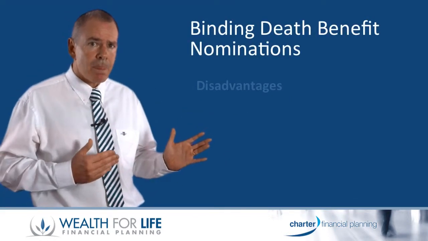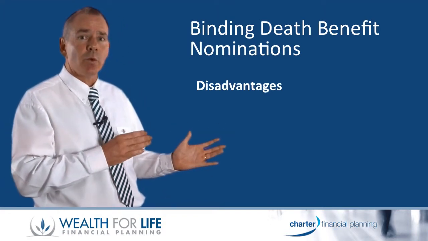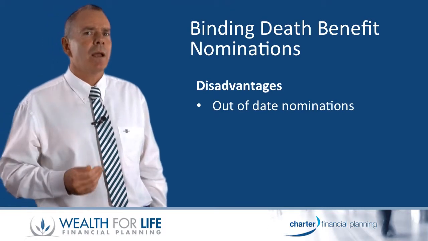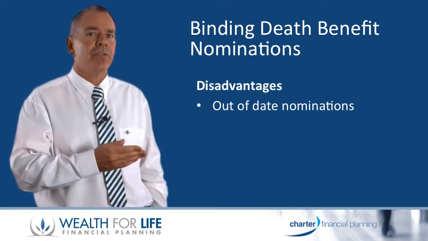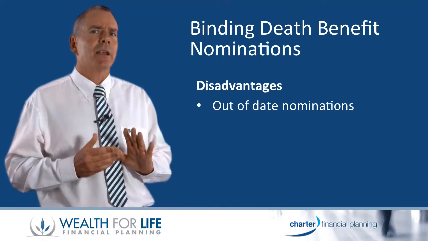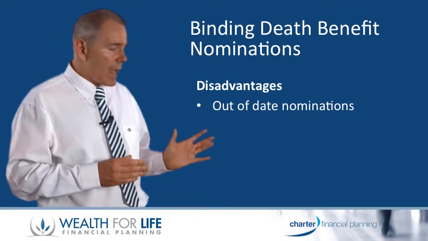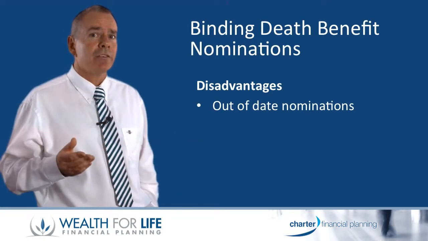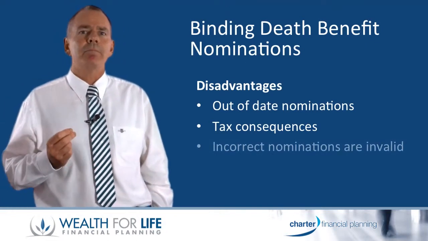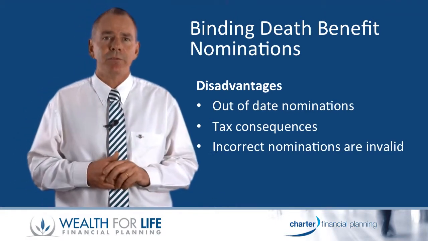Now, the disadvantages of a binding death nomination, there are a few. They are the inability of the trustee to rectify the situation where a member has not kept nominations up to date, so keep them up to date. For example, the family situation may have altered due to births, deaths, children becoming independent, remarrying, etc. If the member is unlikely to keep the nomination up to date, a binding nomination allows the trustee greater flexibility. And if not properly thought out, a binding nomination may have costly tax consequences. Also, incomplete or incorrect binding death nominations will be invalid, thus will not fulfil the member's intentions.